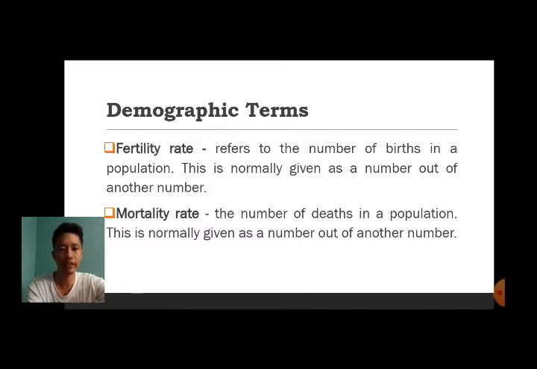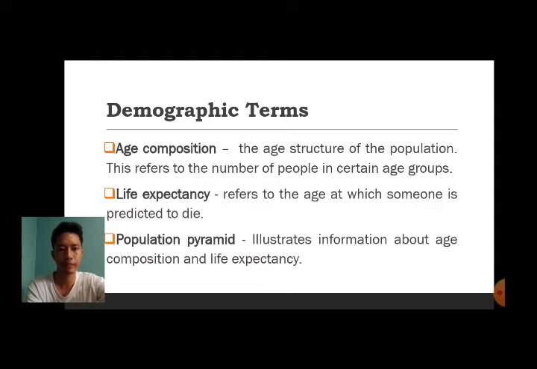In other words, used in the context of demography, it includes the composition of the population by age and the average life expectancy. Life expectancy refers to the age at which someone is predicted to die. Again, let's look at information about Dharma. The life expectancy of women was 81 years old, and the life expectancy of men was 76 years old.